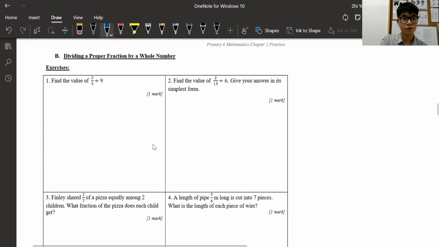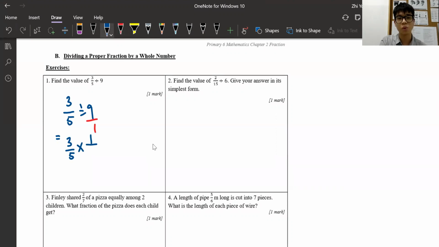So for example, find the value of 3 over 5 divided by 9. So what do you need to do? Very simple. 9 means the same thing as 9 over 1. So you can see that it's 3 over 5 times 1 over 9. Again, you can simplify, divide by 3, 1, divide by 3, 3. And what you need to do is 1 times 1, 1. 5 times 3, 15. And that's all.